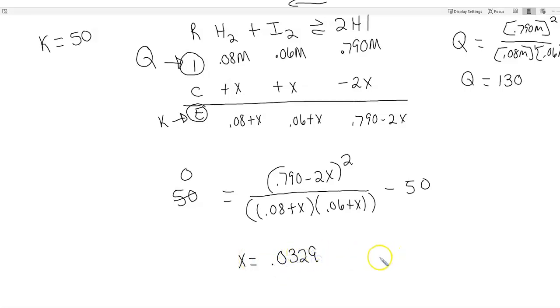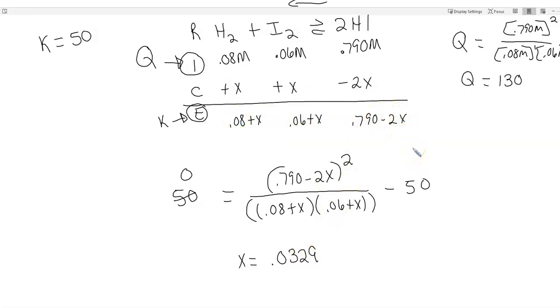0.0329. That's not the answer that I've given to any. Why? Because this is 0.08 plus X, so you have to add X to that, and 0.06 plus X, so you have to add X to that, and this is 0.790 minus 2X, so that's how you're going to get those values.